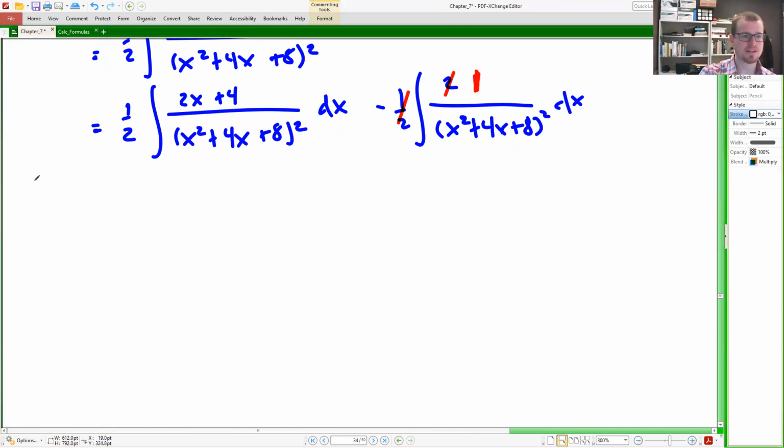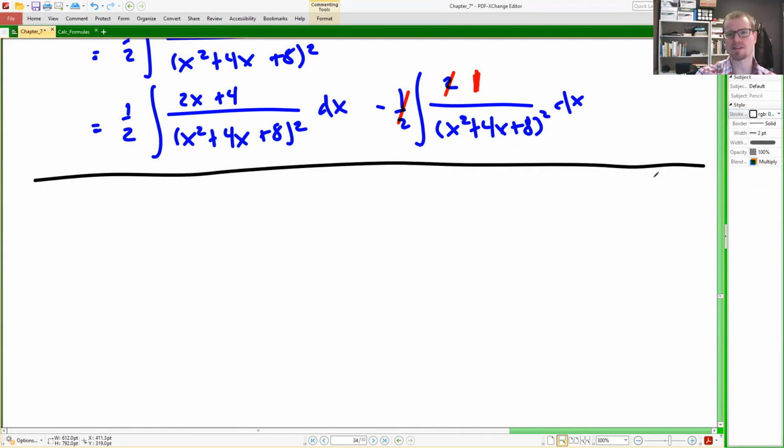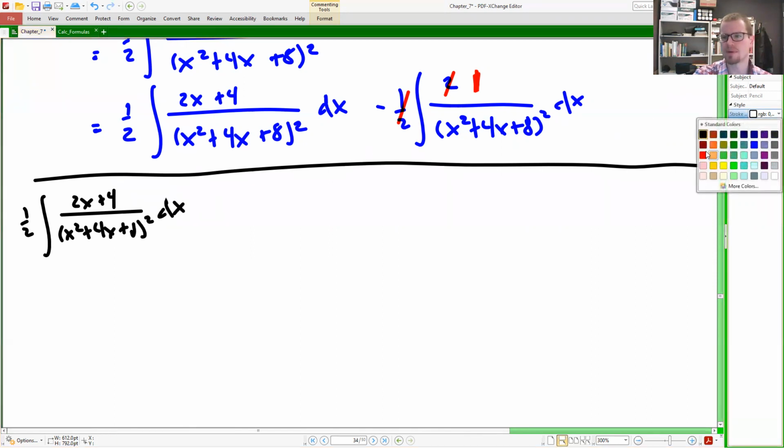How you present your work exactly is up to you, but in my initial work, I found that it was a little bit difficult to have such a nice, clean work by holding them both together. So what I'm going to do is I'm going to say that 1/2 of the integral of (2x plus 4) divided by (x squared plus 4x plus 8) being squared dx, I can evaluate this using the nice u substitution.